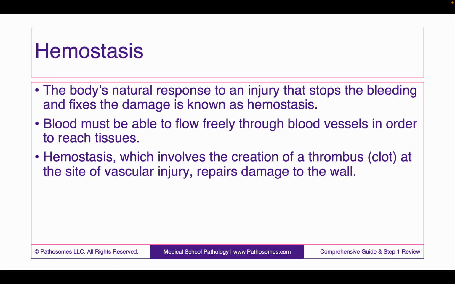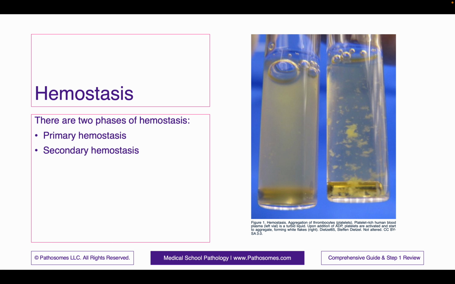Hemostasis, which involves the creation of a thrombus, a clot, at the site of a vascular injury, repairs damage to the wall. Now, this is the big take-home message. If you got this, 100% for this presentation. There are 2 phases of hemostasis. It's real easy. Primary hemostasis and secondary hemostasis.